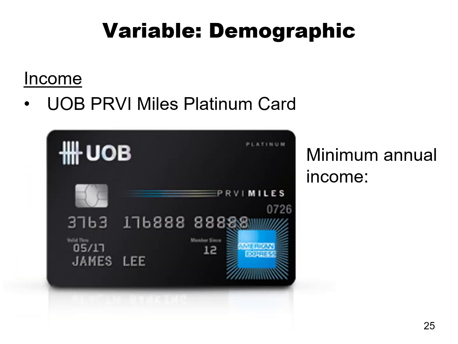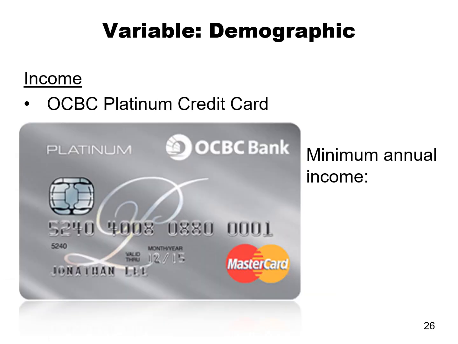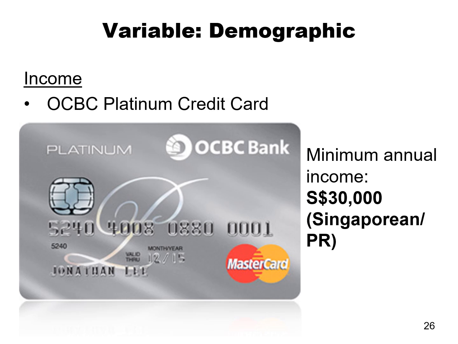Look at the UOB PRVI Miles Platinum card. Minimum is 80K. Same for foreigners. This OCBC Platinum credit card, minimum 30K. Same for foreigners, 30K.